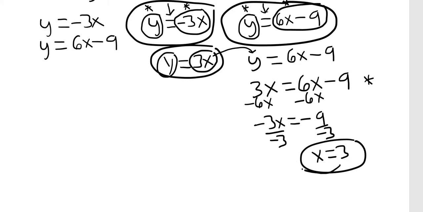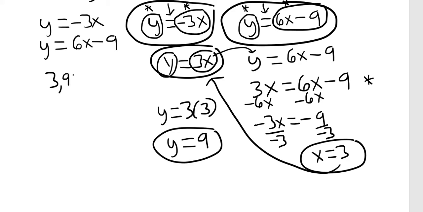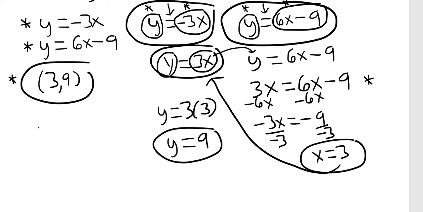To figure out what our y value is, we go back to our first equation, and we know that y is equal to 3 times whatever the x is, and we now know that the x is 3. So y equals 9. Now this gives us an ordered pair, (3, 9), and that is the solution to our system. If we were to graph these two lines on the same coordinate plane and see where they cross, they would cross at (3, 9). But we found that using substitution instead of graphing. So let's try another one.